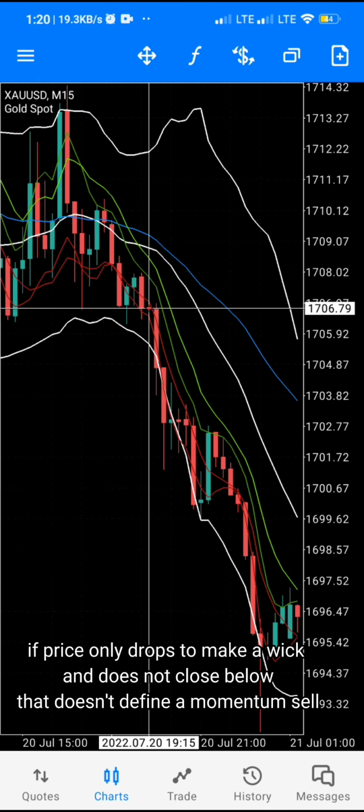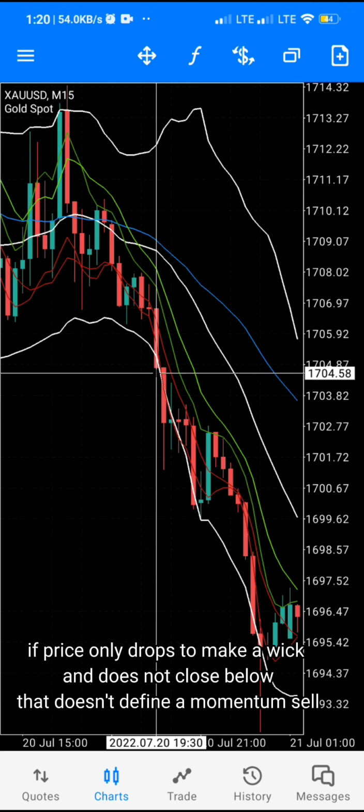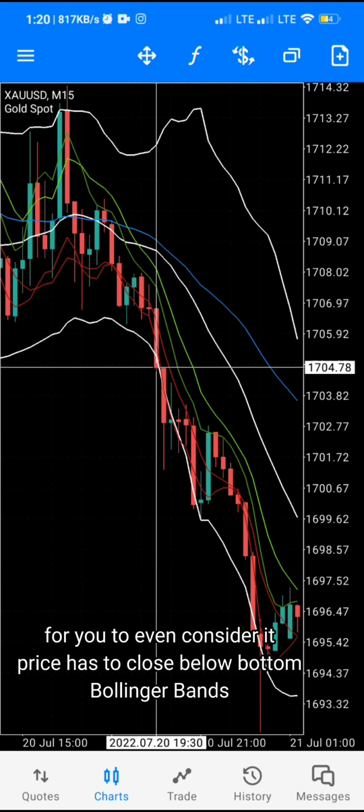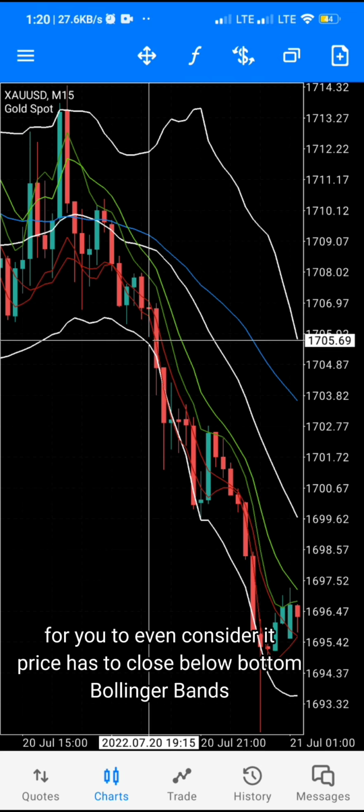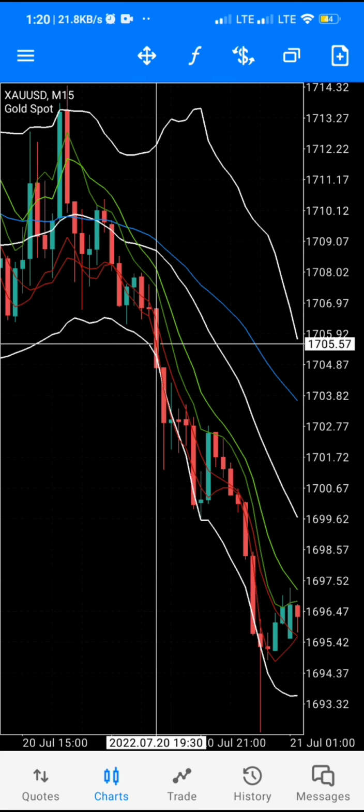When price, let me try and make one example. When price comes down here but doesn't close, here it closed. Let me stress this enough. I can't stress this enough. Price has to close below. It can't just tap, wick down, then move back up. It has to close. So that is known as the momentum sell.